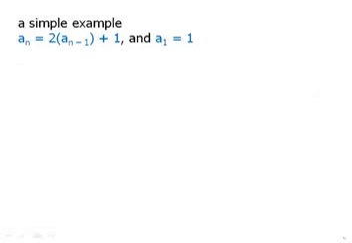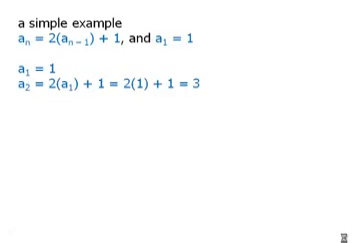So for example, here's a very simple recursive sequence. We have a seed term. Let's just play around with this. We know that the first term is 1. Well, what's the second term? Well, the second term would be 2 times the first term plus 1. That's 2 times 1 plus 1, which is 3.